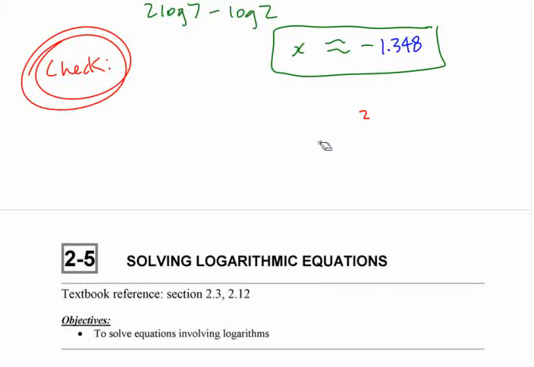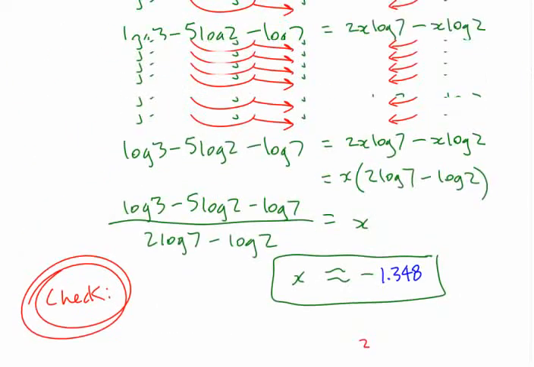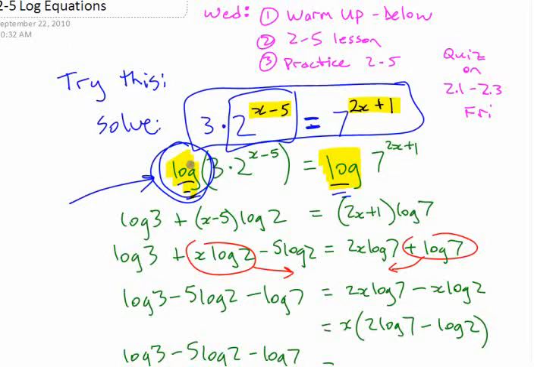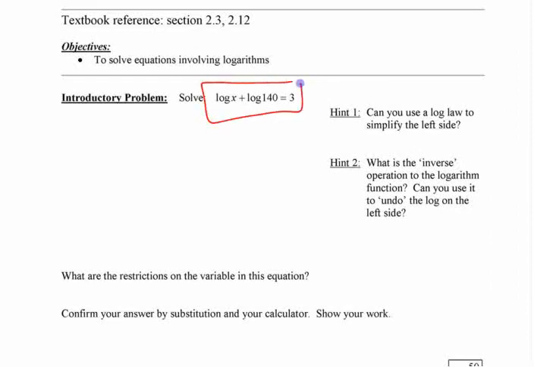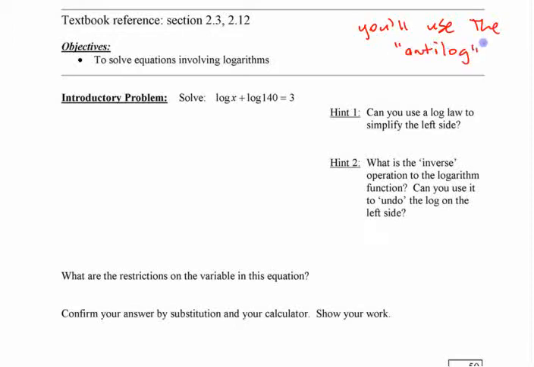So when we were solving exponential equations, you needed logarithms. Now you have logarithmic equations, you're going to need exponents, you're going to need anti-logs, okay? You'll use the anti-log. That's what people call it because otherwise it's hard to say what you're doing.